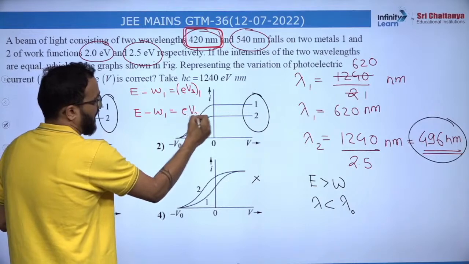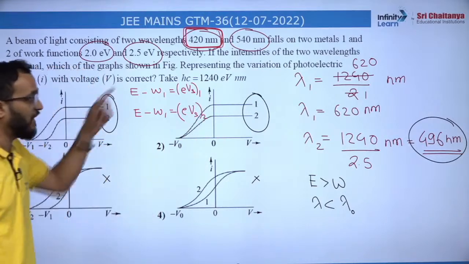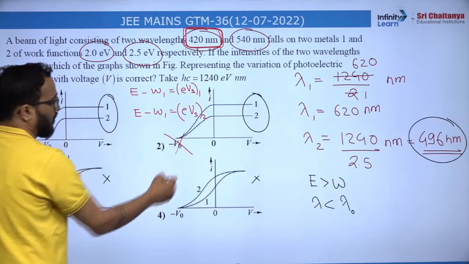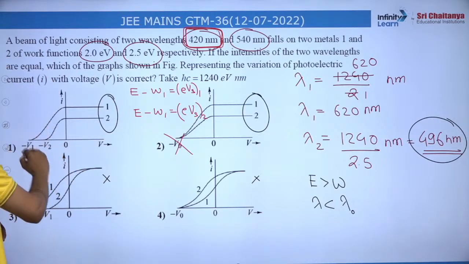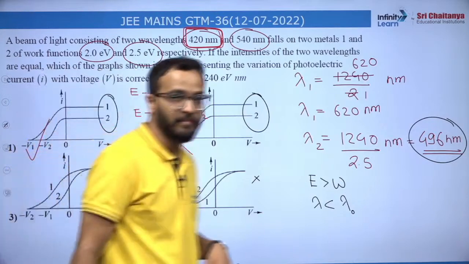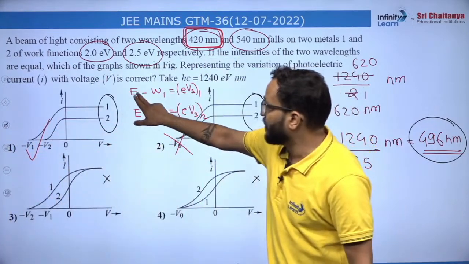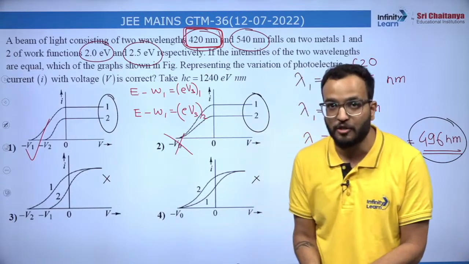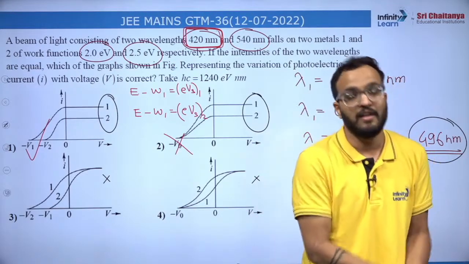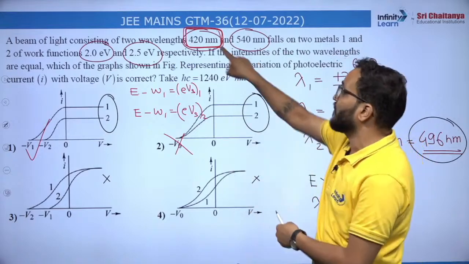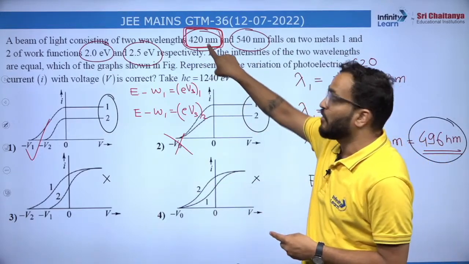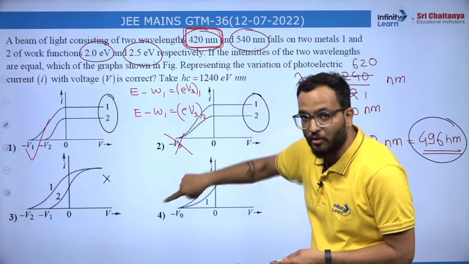So that is why stopping potentials will definitely be different in both the cases. Since it will be different, this is also wrong. So only the first option is correct. Got it? Why? Because the energy that we will take for the calculation of the stopping potential will be of that particular photon which is having the maximum energy in both the cases, because this 420 nanometers is responsible for photoelectric effect in both the plates or both the cases.